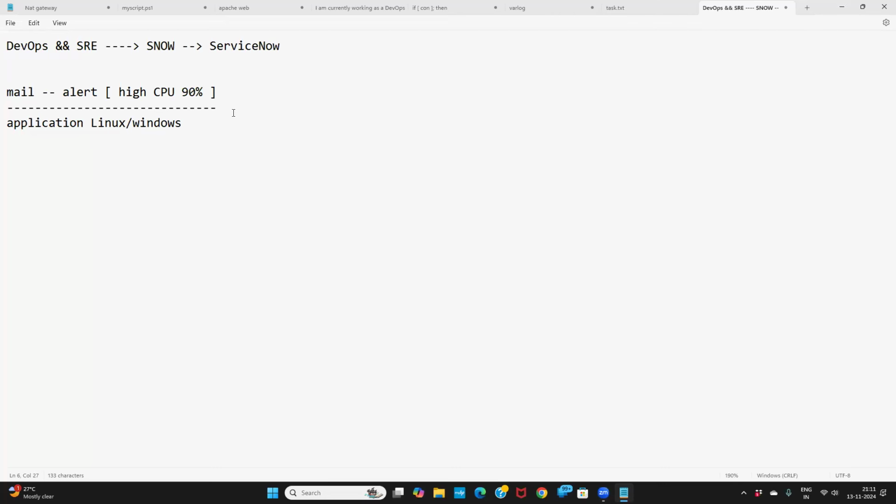So, what could be the reason? Tell me, what could be the reason that the application performance is slow or not up to the mark? What could be the reason?